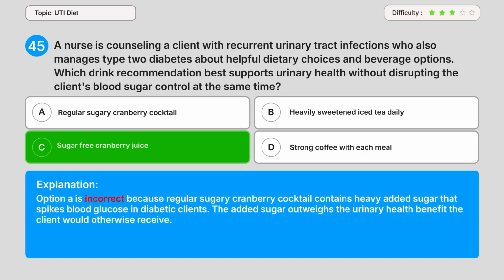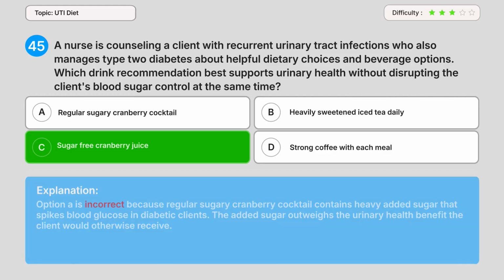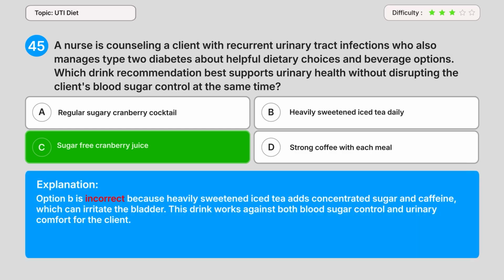Option A is incorrect because regular sugary cranberry cocktail contains heavy added sugar that spikes blood glucose in diabetic clients. The added sugar outweighs the urinary health benefit the client would otherwise receive. Option B is incorrect because heavily sweetened iced tea adds concentrated sugar and caffeine, which can irritate the bladder. This drink works against both blood sugar control and urinary comfort for the client.